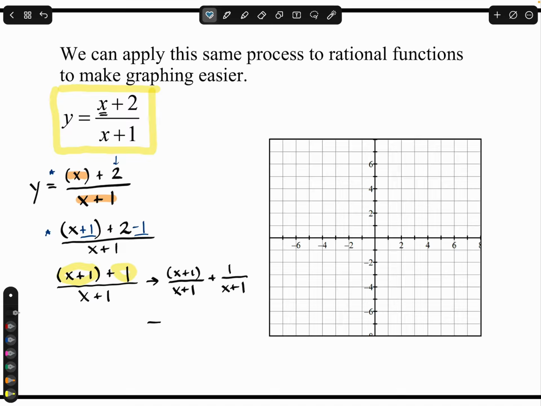And as we go to simplify this, can anything reduce down? We've got x plus 1 divided by an x plus 1, which just gives us 1. So that's the equivalent of saying 1 plus 1 over x plus 1. And if you want to flip it around, it might look even more familiar to you. We could say this is y equals 1 over x plus 1, plus 1. This is our graphing form.